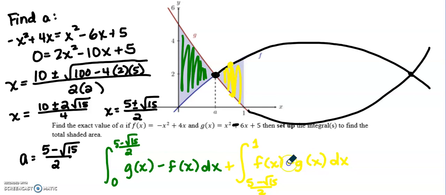Now, because we're just setting this up, you can leave these called f and g. You don't have to sub in their mathematical expressions. Could you? Sure. But on a free response question, it's going to save you some time if you just write g and f as opposed to writing in the full functions.